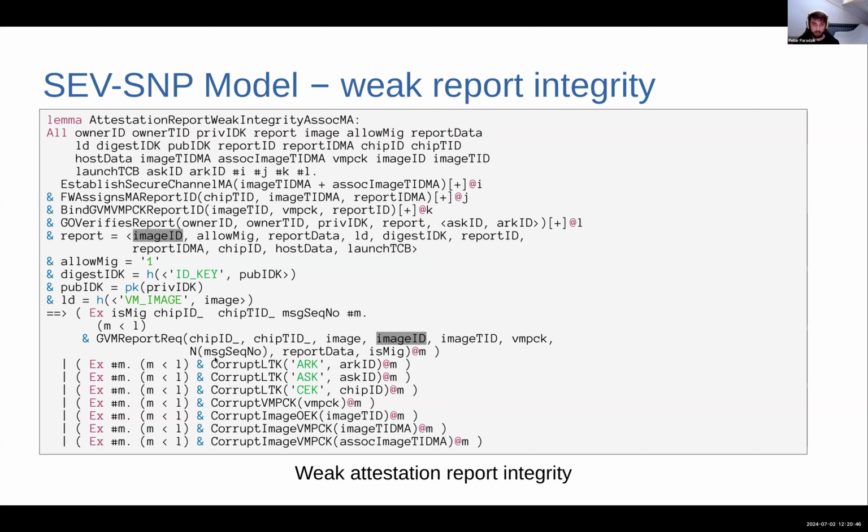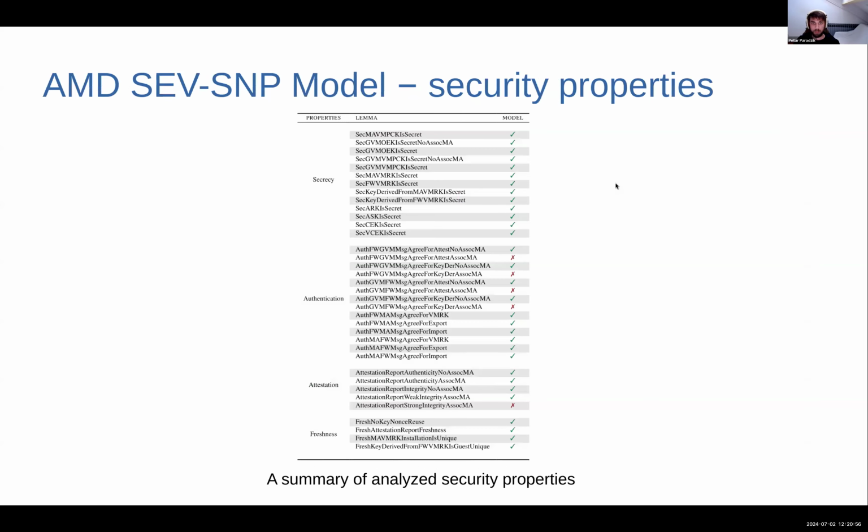Again, you can see complex key dependencies, even in this property. This property also holds, but a variant of this property doesn't hold. So what kind of properties don't hold? We have verified 36 security properties: secrecy, authentication, attestation, and freshness properties, and most of them hold. But 4 authentication properties and 1 attestation property do not hold.